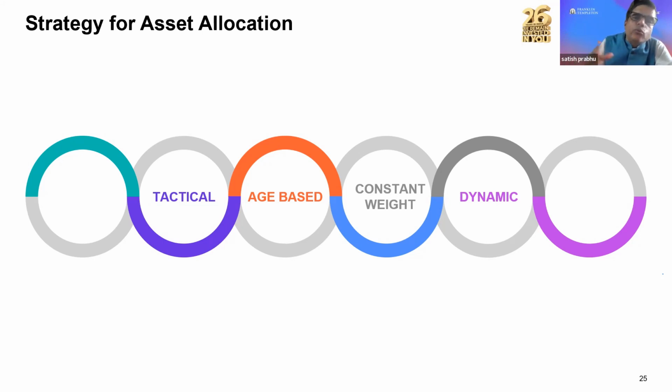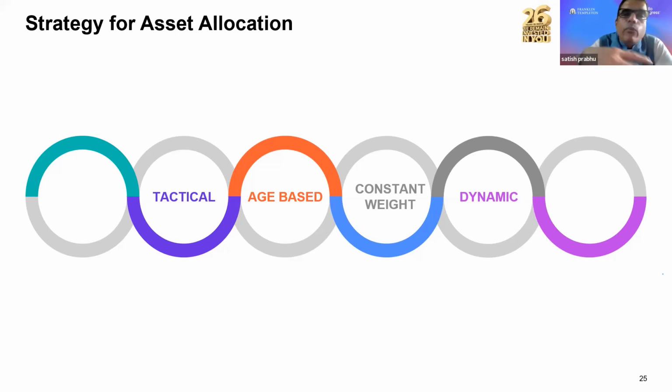What it is trying to do is that it is trying to reduce the risk in the portfolio as you age. So age-based asset allocation is basically where it gives you higher equity allocation when you are younger and a lower equity allocation as you grow older.